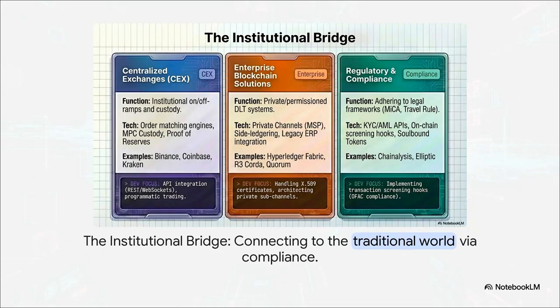Our building also needs a grand entrance lobby, a formal way for the rest of the traditional world to come in. We call this the institutional bridge. This includes things like centralized exchanges, your Coinbases and Binances, which are the main on-ramps for turning your dollars or euros into crypto. It also includes enterprise solutions, which adapt all this cool tech for big corporations. And super importantly, it includes regulatory and compliance tools. These are the tools that help everything we've talked about operate within the law, which is absolutely vital if this is ever going to go mainstream.